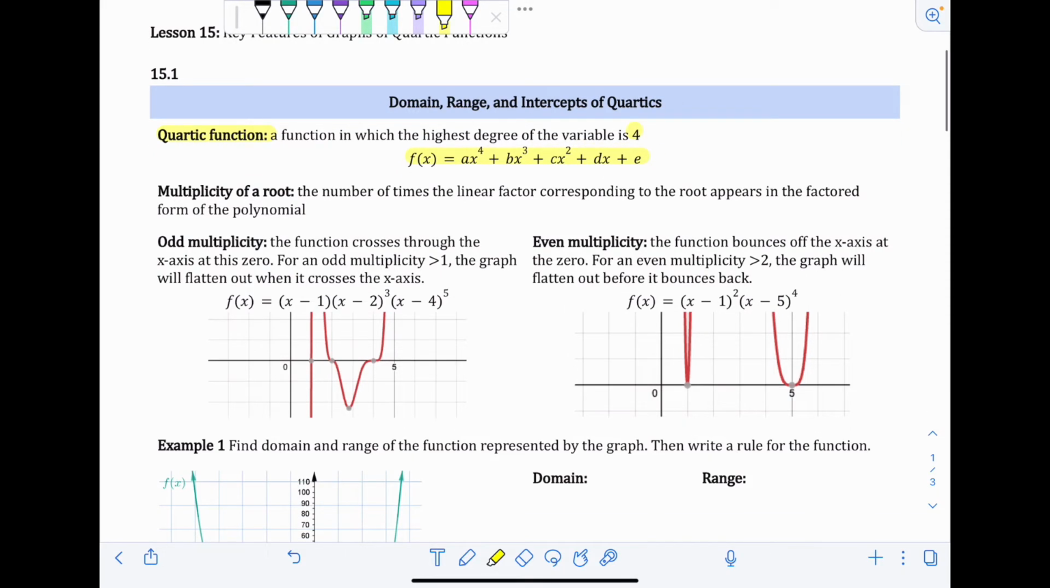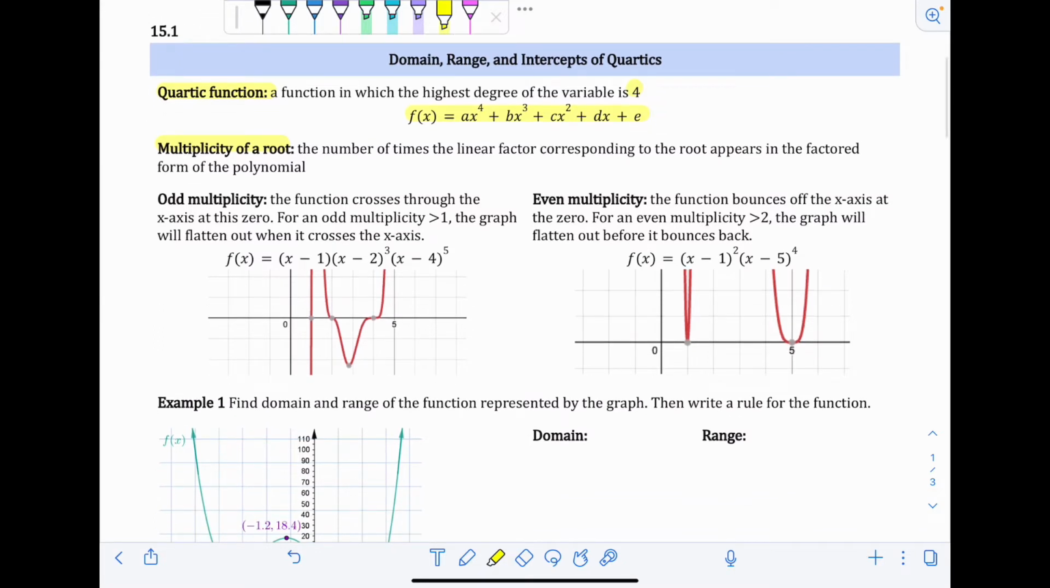So just a reminder, I know we've talked about multiplicity before, but I want to introduce it again with this lesson. Multiplicity of a root, or multiplicity of a zero, is the number of times that the linear factor corresponding to the root appears in the factored form of the polynomial. That doesn't have to mean a whole lot just as is, but we are going to get into a couple of examples of what they look like on a graph. There are two different types: odd multiplicity and even multiplicity, because you can have odd or even powers.